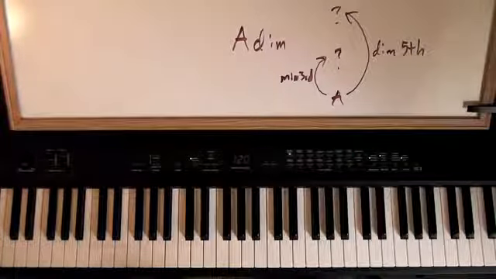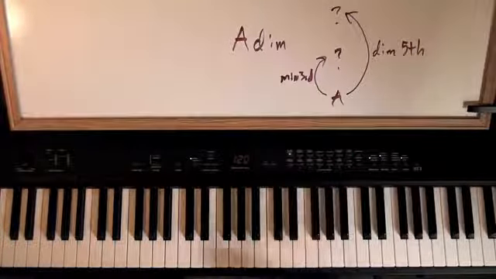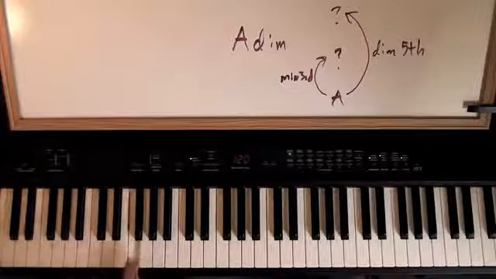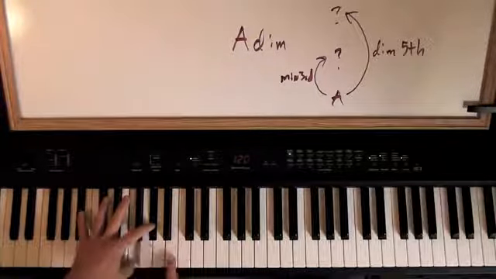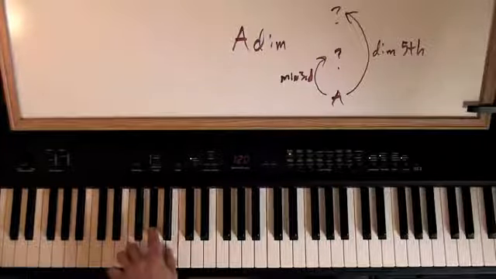And same thing as before, you can start at any root note you want. Like let's say you start on an F, go up a minor third, and then your diminished fifth. Remember, here's your perfect fifth, and there's your diminished fifth right there.